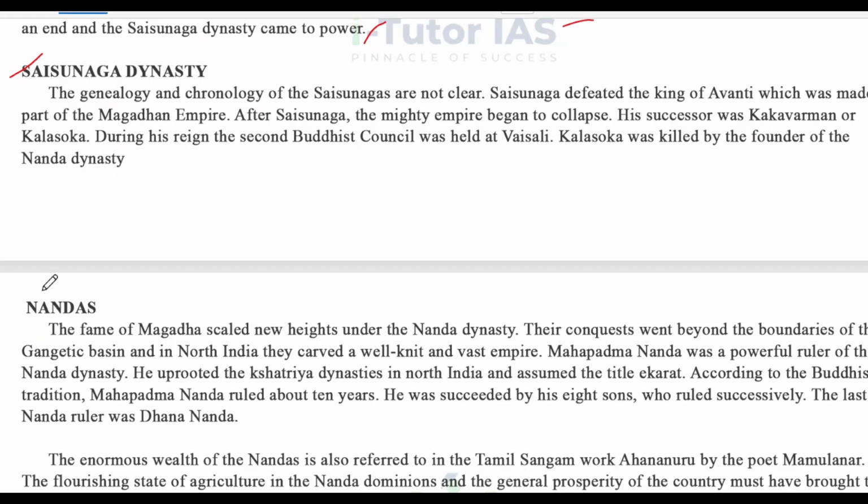The genealogy and the chronology of the Shishunagas are not clear, and Shishunaga defeated the king of Avanti, which was made part of the Magadhan Empire. After Shishunaga, the mighty empire began to collapse. His successor was Kakavarman or Kalashoka. During his reign, the second Buddhist council was held at Vaishali, and Kalashoka was killed by the founder of the Nanda dynasty.